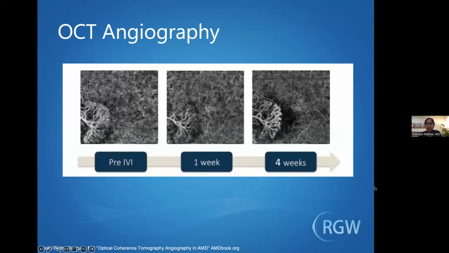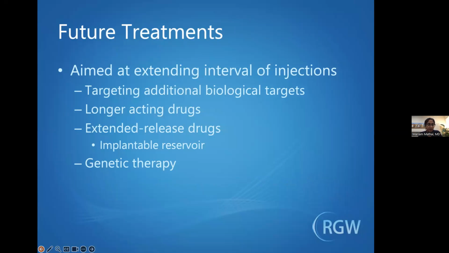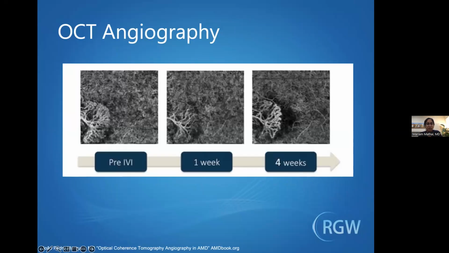This is just another image showing how these injections work. So these are some blood vessels, and this patient got one injection. And at 1 week, you can see how those blood vessels are kind of shriveling up here on the side. But then those blood vessels are coming back at 4 weeks. So that person needs another injection to keep their disease at bay.